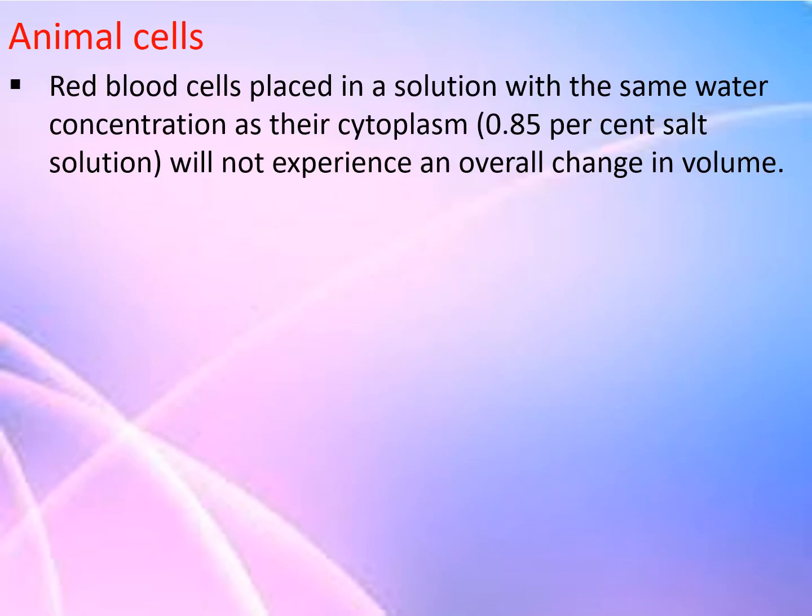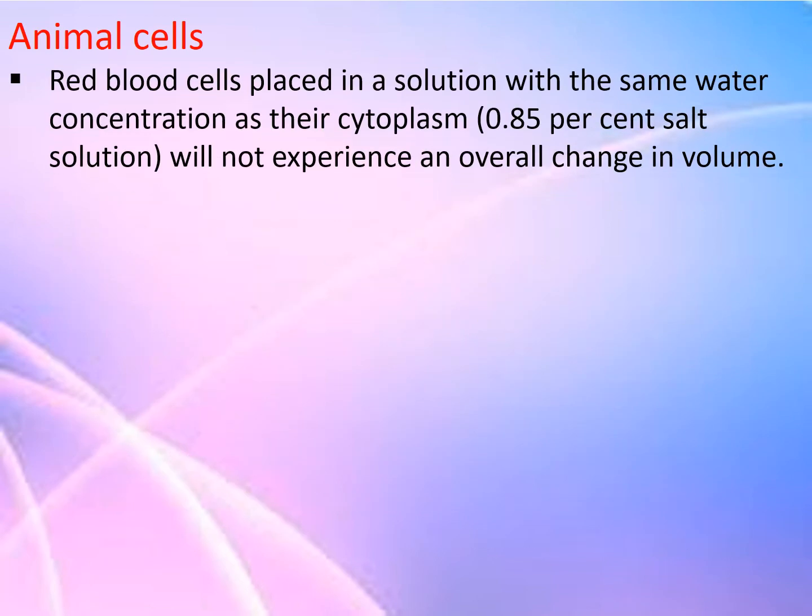Now children, we will see some animal cells. You know, osmosis also happens in animal cells, but there is much less water movement. This is because animal cells do not have a strong cell wall around them. A red blood cell placed in a solution with the same water concentration, the same level, will not experience an overall change in volume. It is not changing. No osmosis occurs.